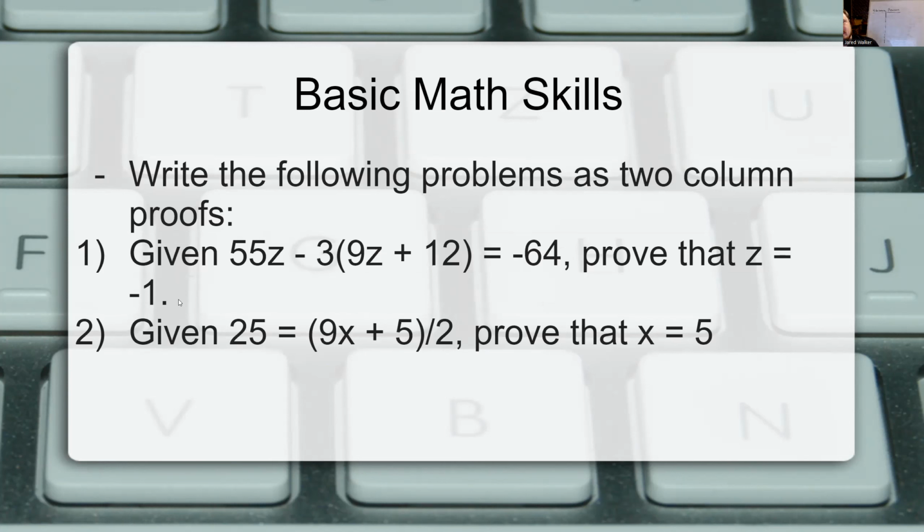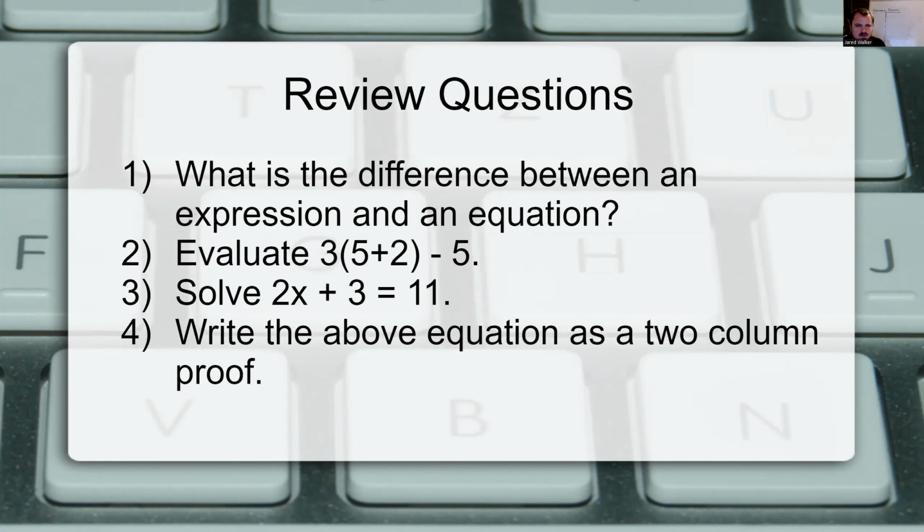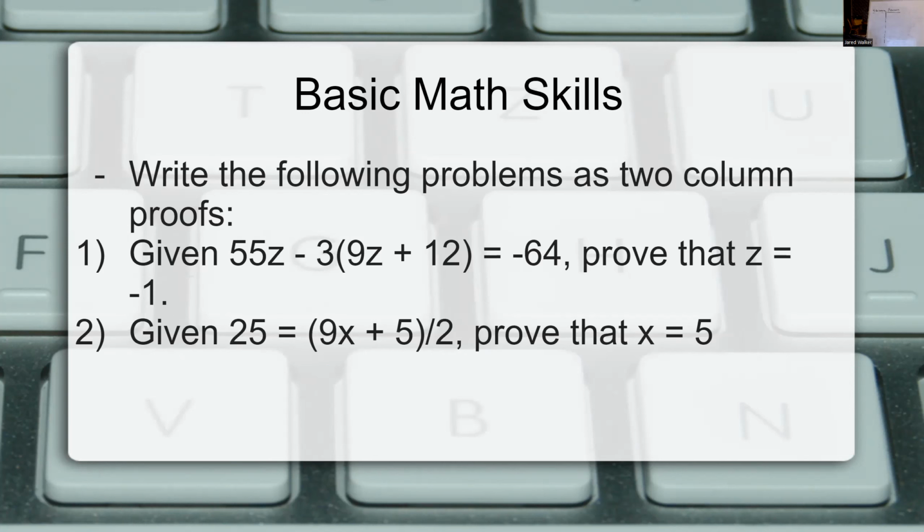So I think we're about done here. I'm not going to go through a ton of examples on this because it's basically solving for x like we were doing. But look at how this works. Given that 55z minus 3 times 9z plus 12 equals negative 64, prove that z equals negative 1. So you know that z is going to equal negative 1.